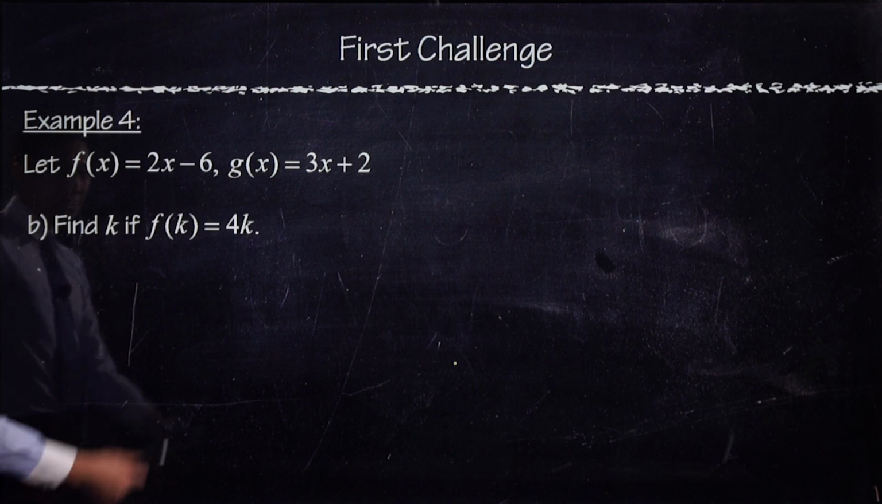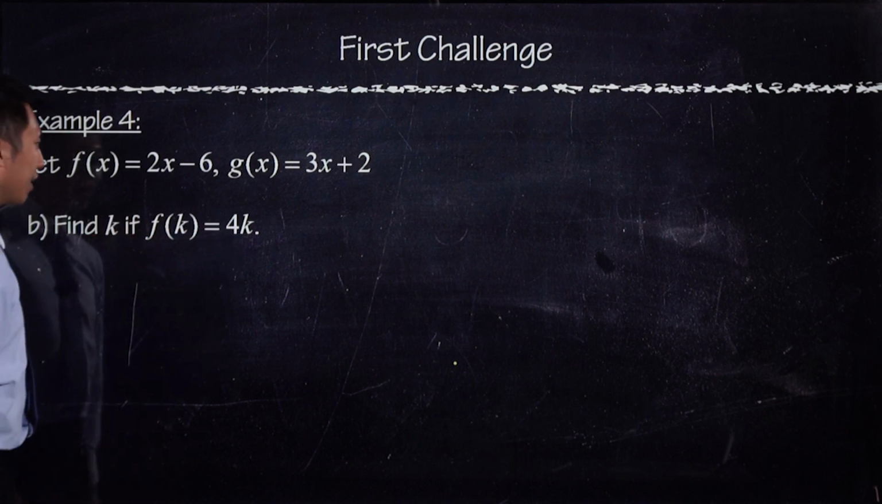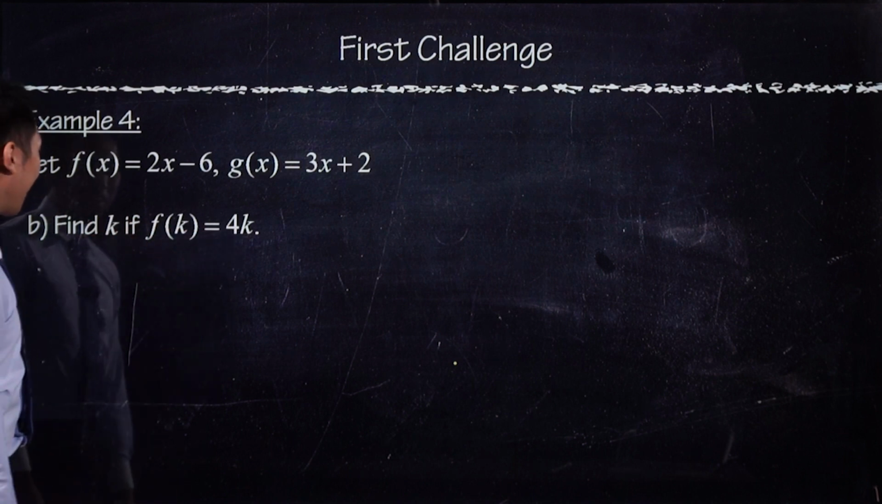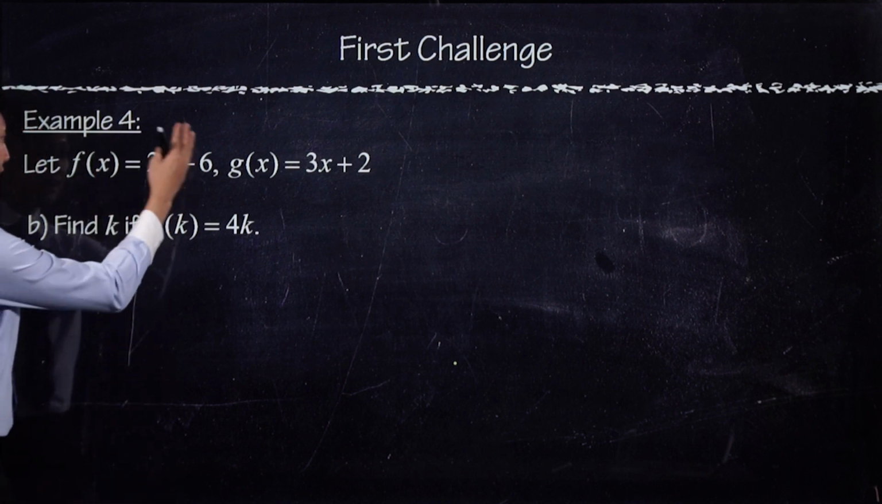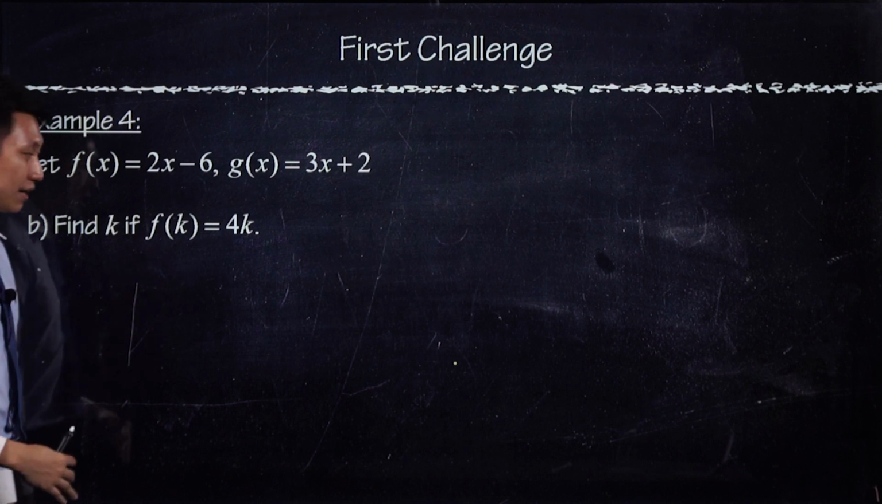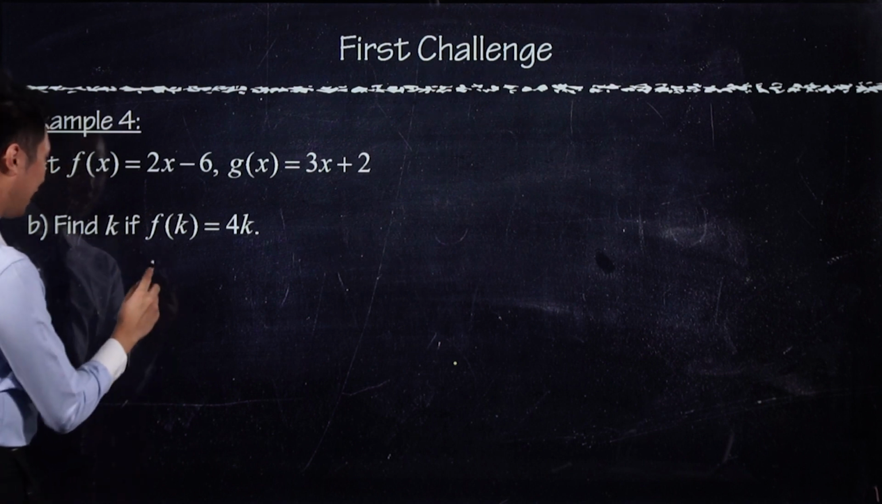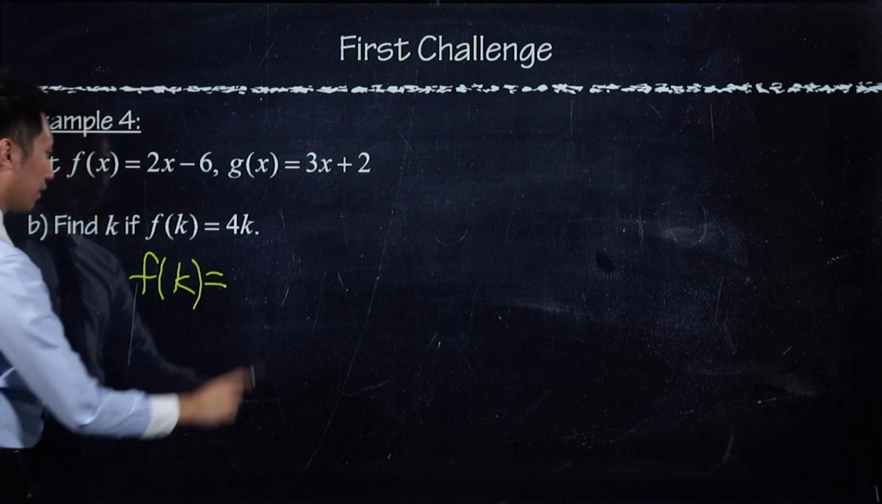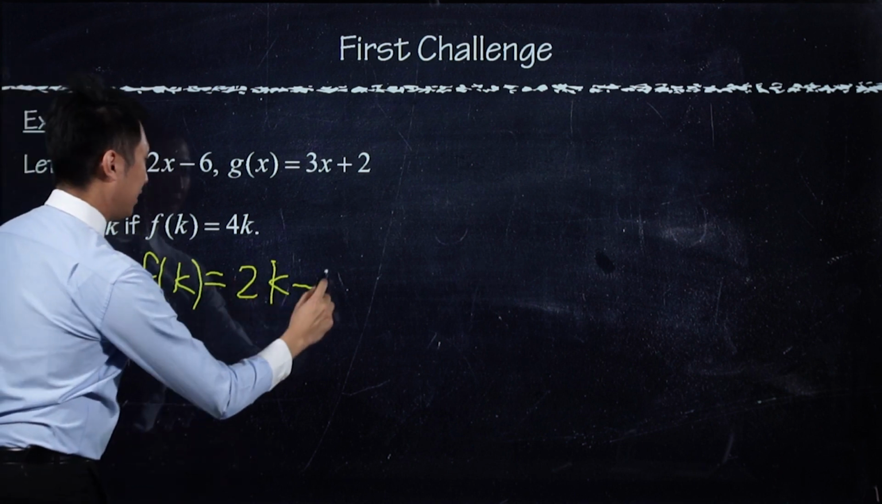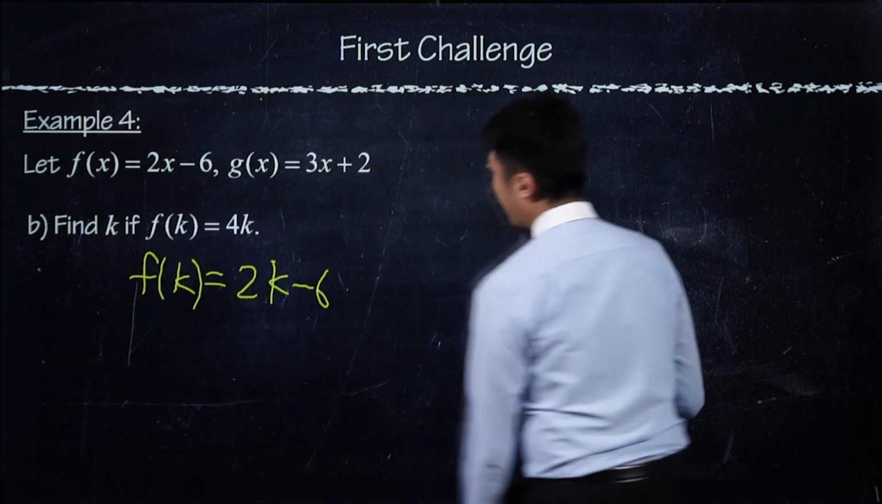Okay, so this. Find k if f(k) is equal to 4k. What is it talking about? So what you are going to do is put k inside and set this whole thing to be equal to 4k. Okay, not your 4k video. So f(k) equals 2k minus 6. You know why, right?